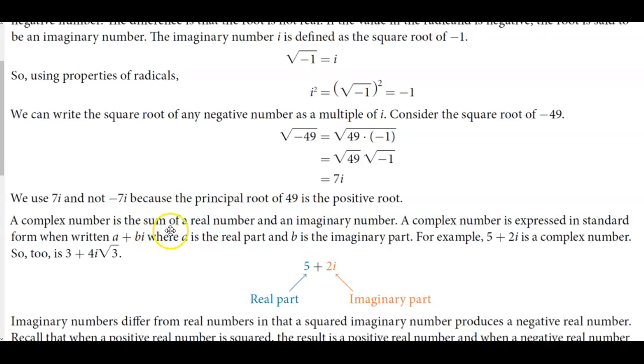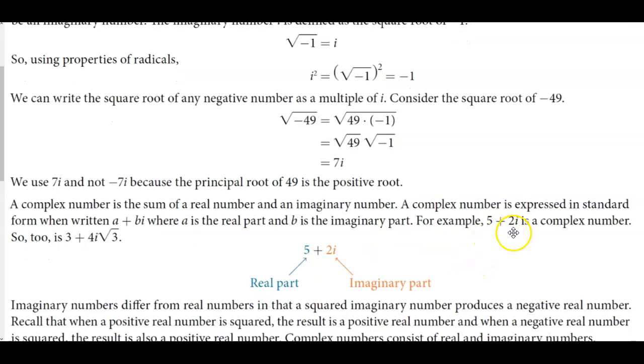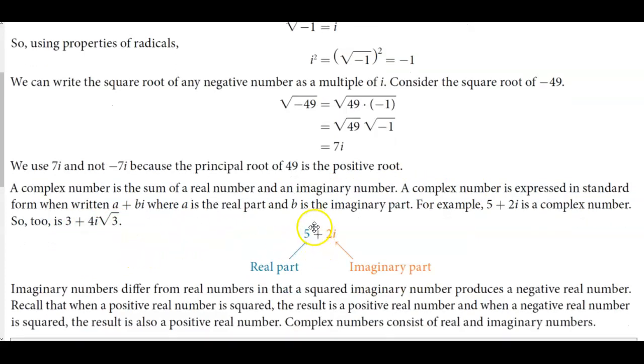A complex number is the sum of a real number and an imaginary number. A complex number is expressed in standard form when written as a plus bi, where a is the real part and b is the imaginary part. So for example, 5 plus 2i is a complex number. So too is 3 plus 4i times the square root of 3. If we take a look at 5 plus 2i, the real part is the number 5. The imaginary part is 2i.